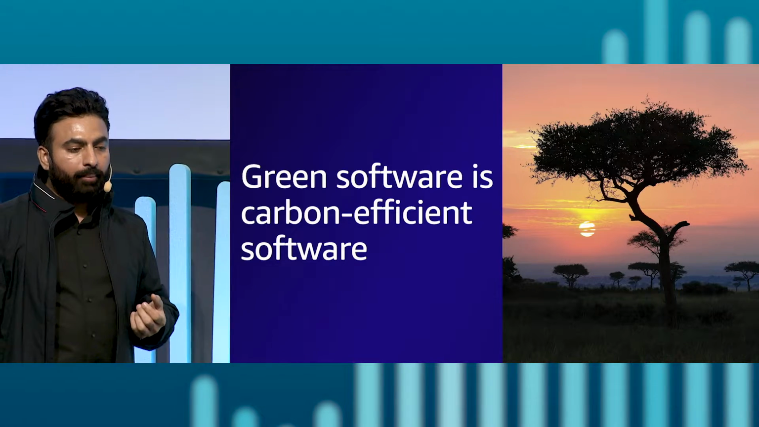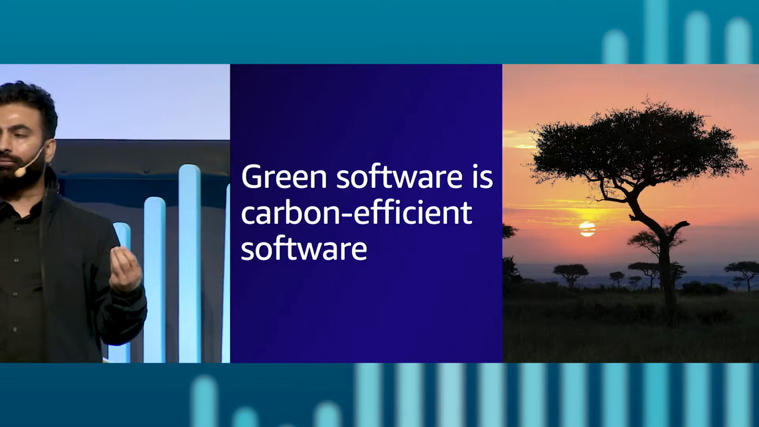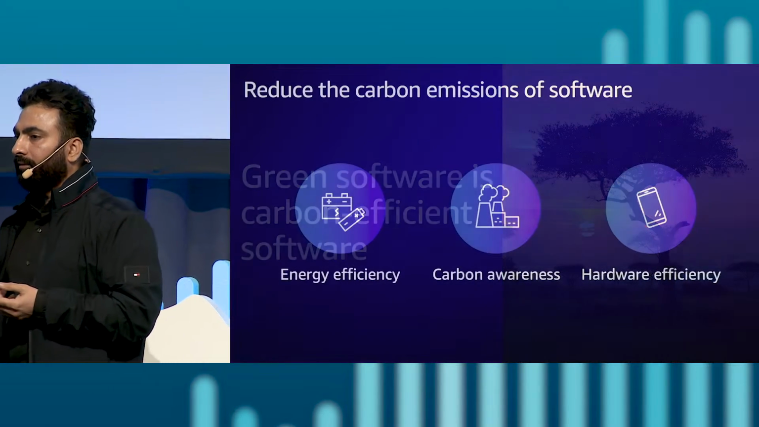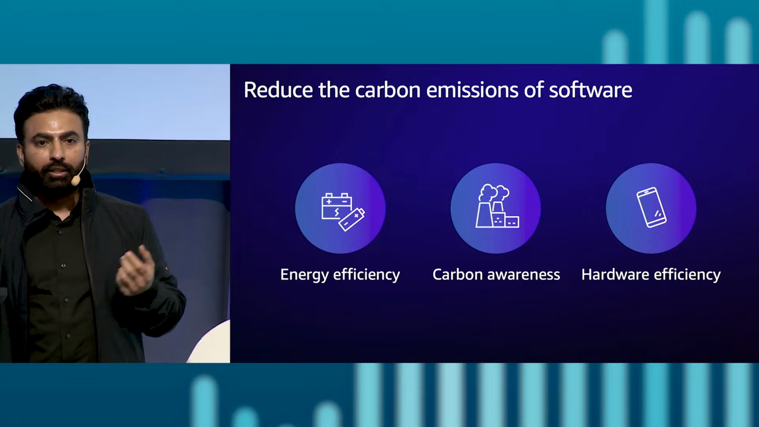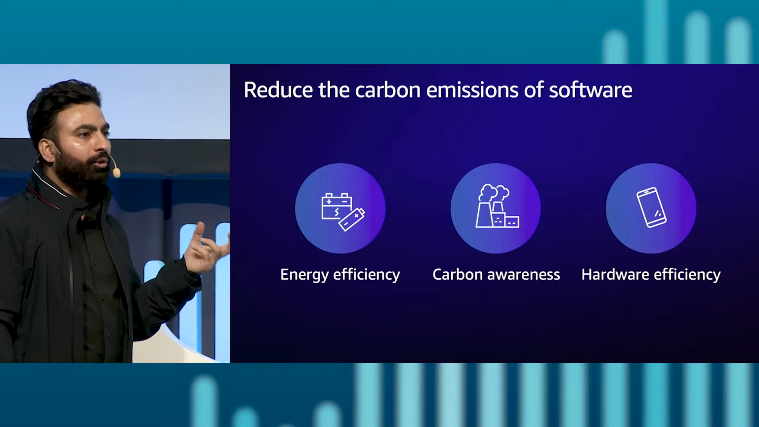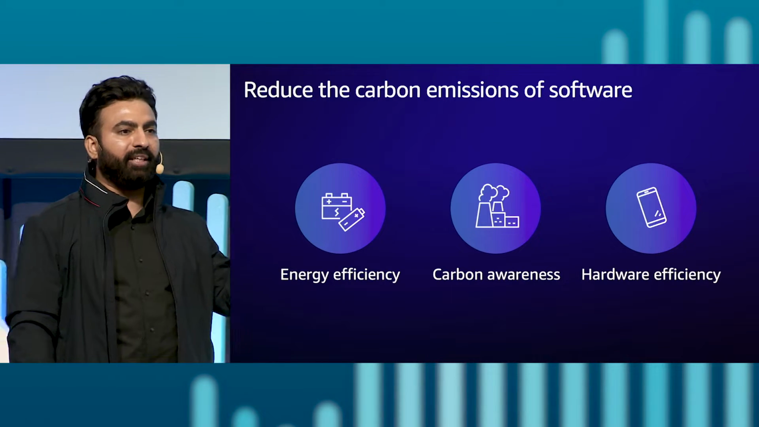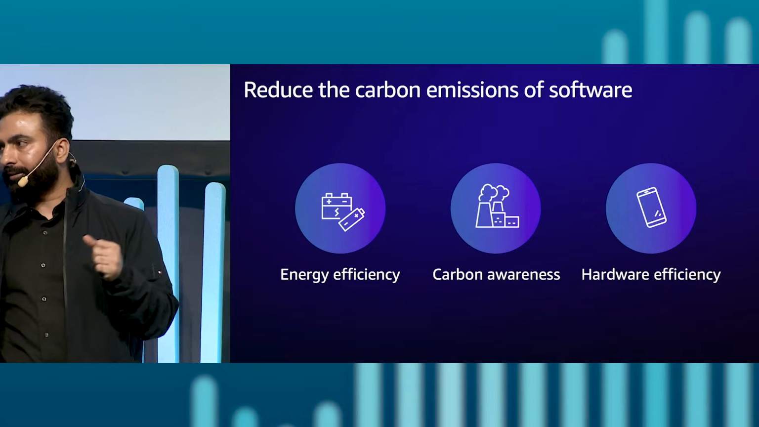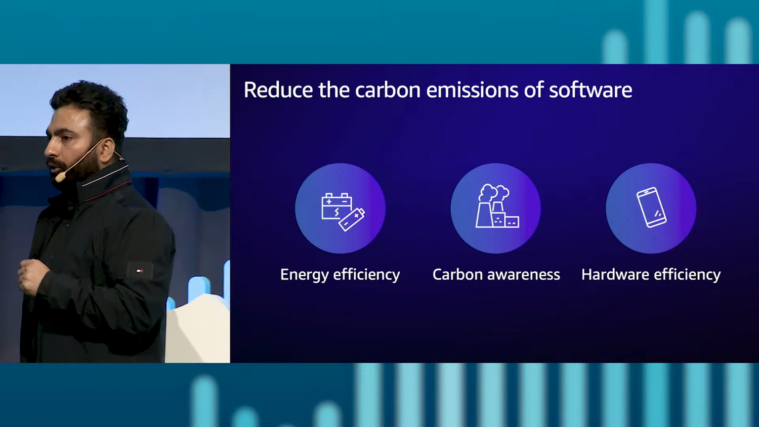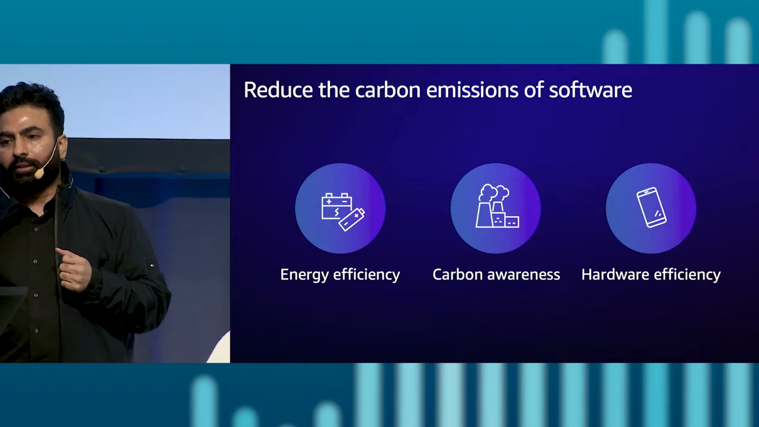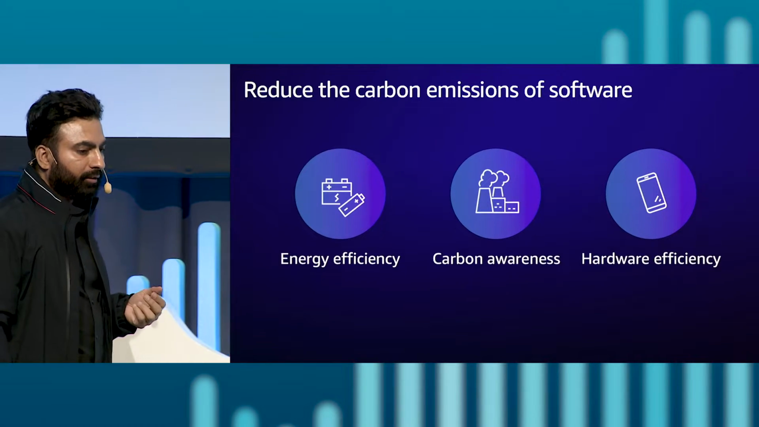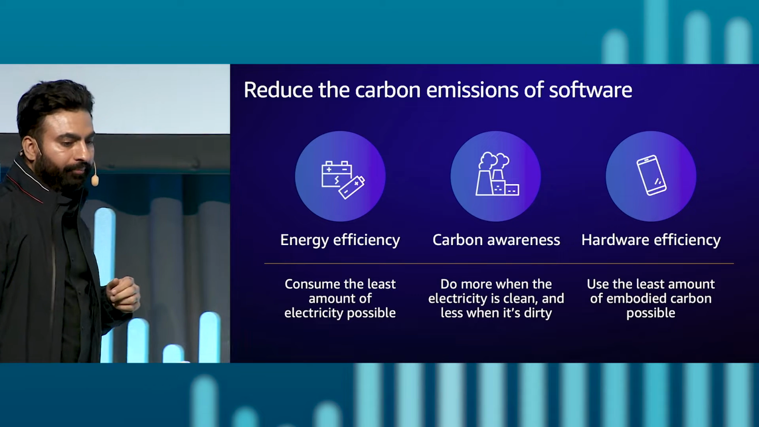So what is carbon efficient software? Obviously, green software is carbon efficient software, but how can we make it more carbon efficient? In the simplest way, we have to reduce the energy consumption of our APIs. The lower the energy consumption is, the better the software is, right? There are three ways we can do that: energy efficiency, carbon awareness, and hardware efficiency. Let's look at these three.